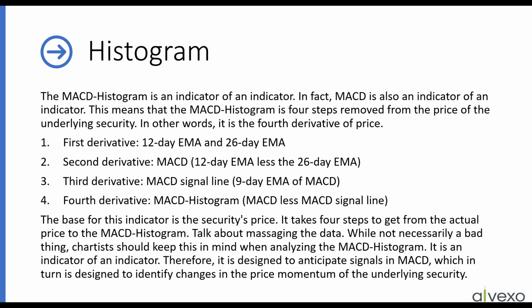That's our second derivative. Our third derivative is the MACD trigger or signal line, which is a 9-period moving average of the MACD line that was placed below. And the fourth derivative is the MACD histogram, which is the MACD less its signal line. So the base for this indicator is, of course, the price. It takes 4 steps to get from the actual price to the MACD histogram. So we want to talk about massaging data. While not necessarily a bad thing, chartists should keep this in mind when analyzing the histogram. It is an indicator of an indicator.